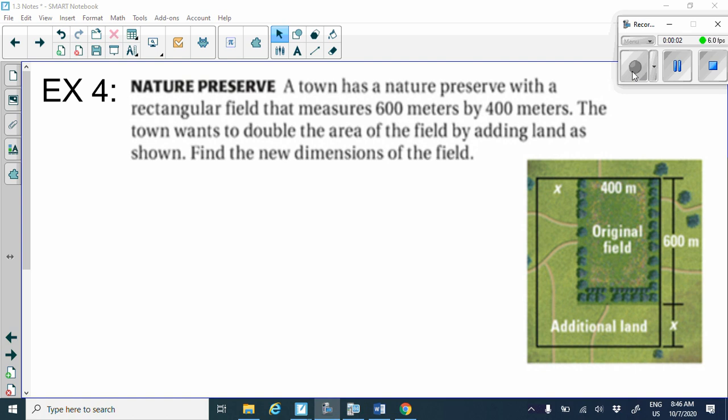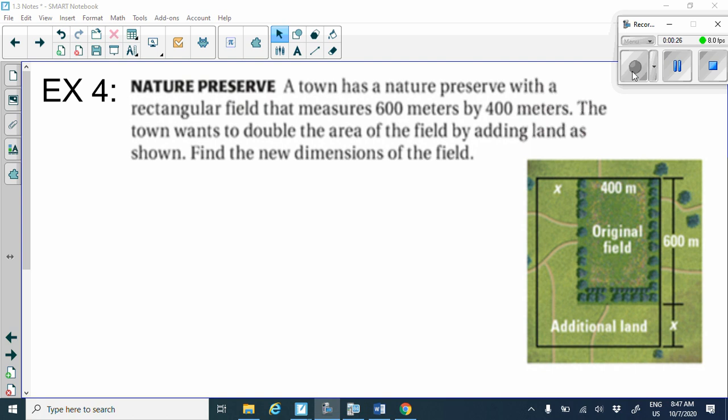Okay, so here's part 3 of the 1.3 notes. We are now going to do our word problem here. Our nature preserve: a town has a nature preserve with a rectangular field that measures 600 meters by 400 meters. The town wants to double the area of the field by adding land as shown. We need to find the new dimensions of the field.